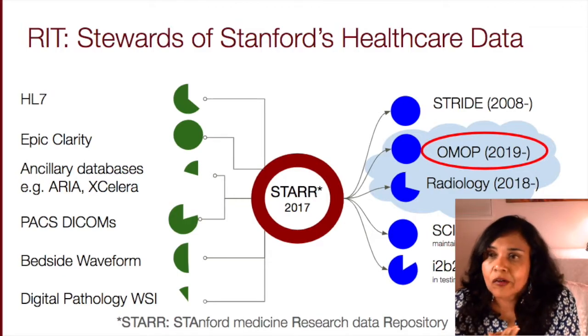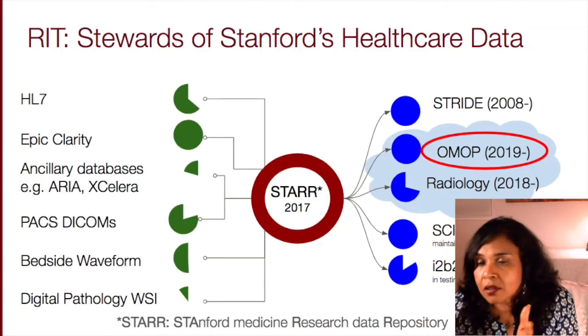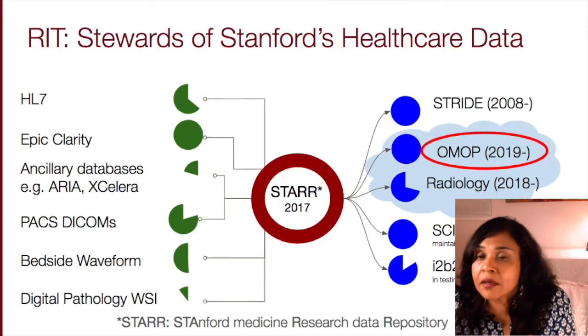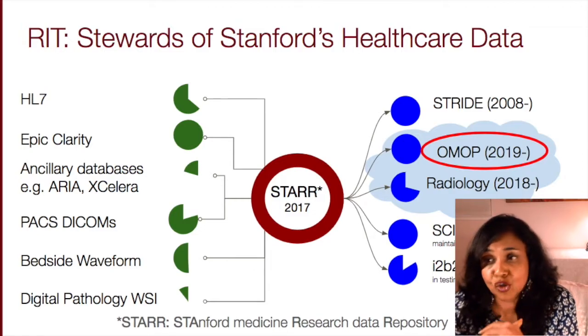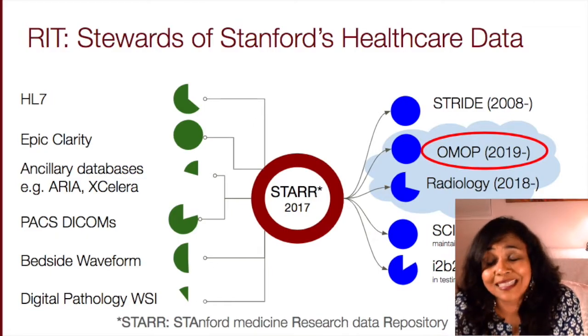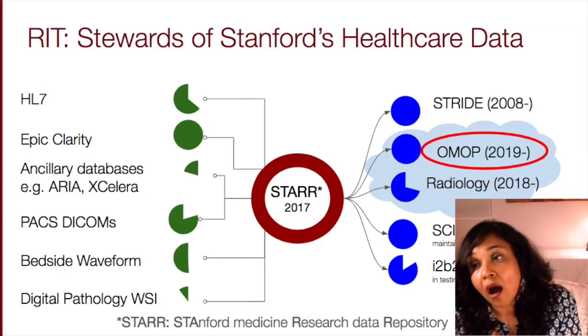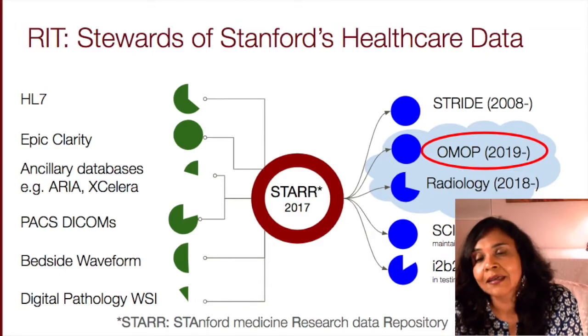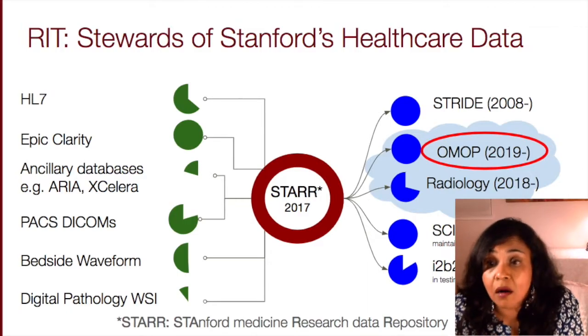On the left-hand side are listed some of these data sources. So for example, HL7, Epic Clarity, which is basically the EHR records, PACS radiology, bedside waveform, etc. Currently, a lot of this data exists in silos. Our goal is to break down these silos and aggregate this data for research. That is really the vision for STARR.